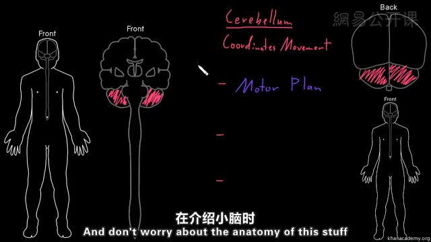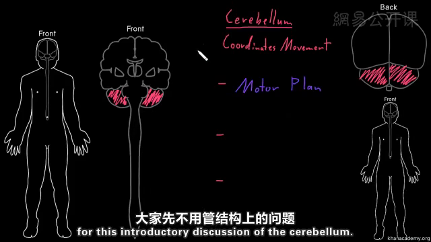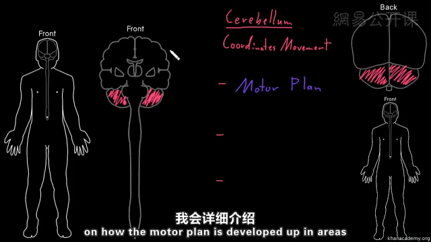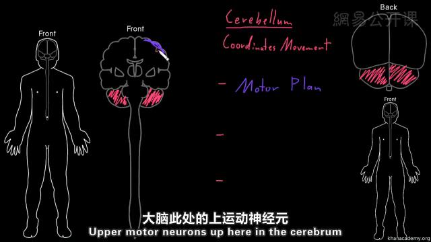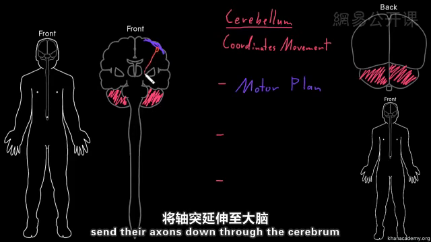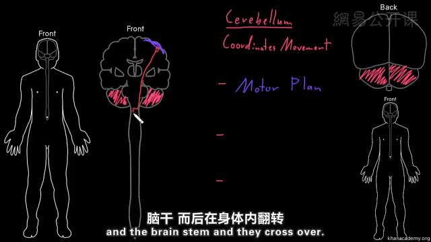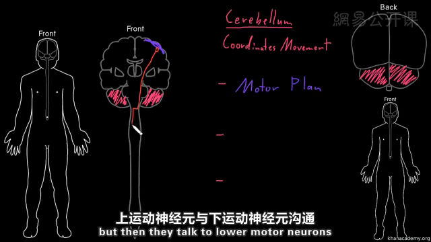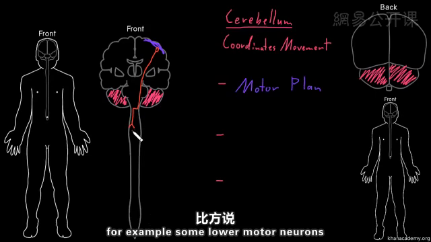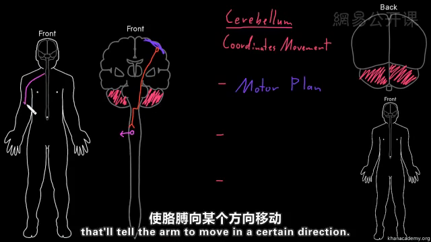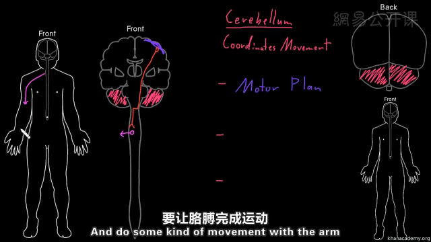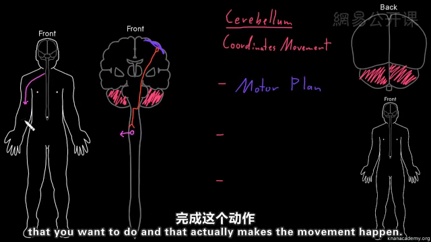And don't worry about the anatomy of this stuff for this introductory discussion of the cerebellum, but in other videos we can go into more detail on how the motor plan is developed up in areas of the cerebral hemisphere that plan movements. And then to make those movements happen, upper motor neurons up here in the cerebrum send their axons down through the cerebrum and the brainstem, and they cross over, and don't worry about the anatomy of this. But then they talk to lower motor neurons. For example, some lower motor neurons in the upper part of the spinal cord here that'll send information out, let's say to a muscle in the arm that'll tell the arm to move in a certain direction, to do some kind of movement with the arm that you want to do. And that actually makes the movement happen.